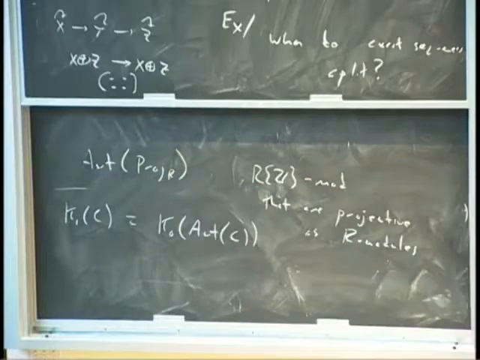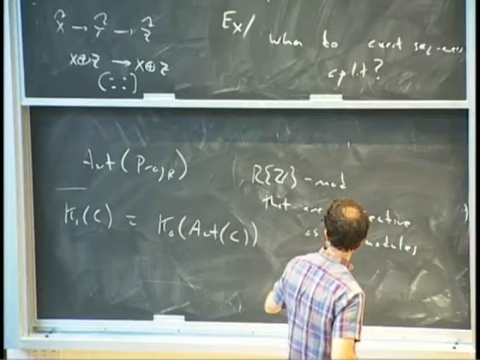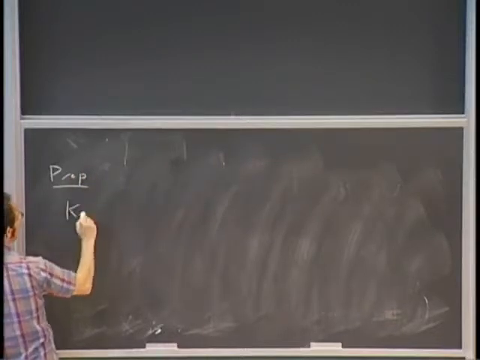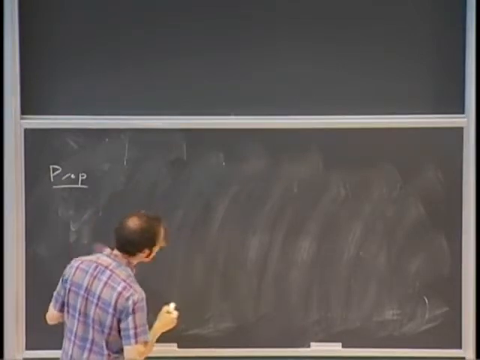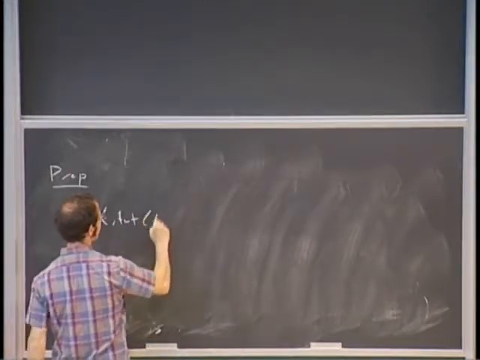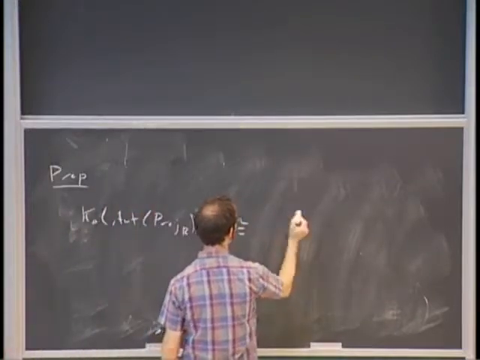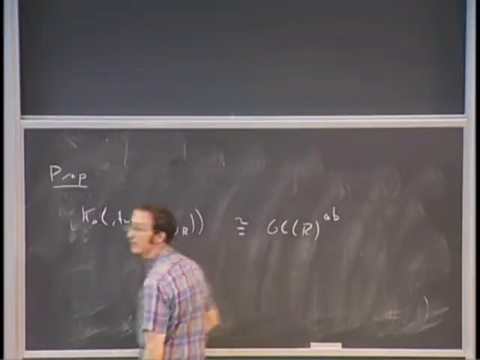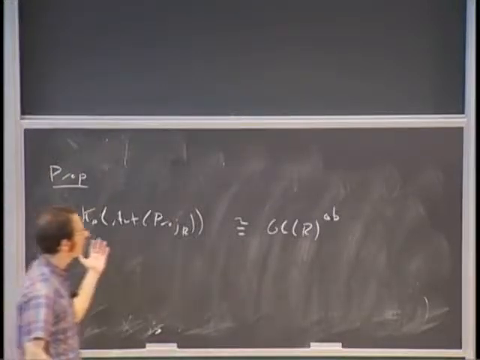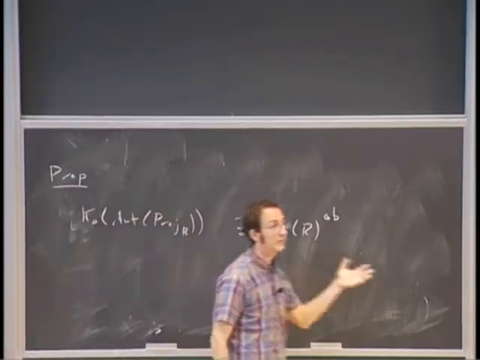Let me make an observation. So what's the observation that I want to make at this point? Right, where are we? So let's say proposition that K1, well, in order to justify writing what I wrote, I need this proposition, which says that K0 of the automorphisms of Proj R is isomorphic to the abelianization. Okay, that's how you interpret, or that's how you go between these two different depictions of K1.